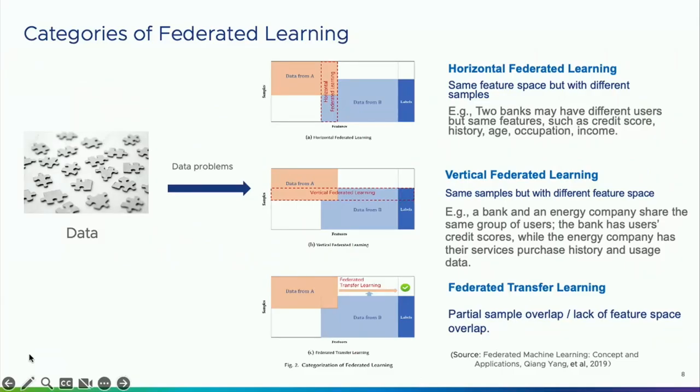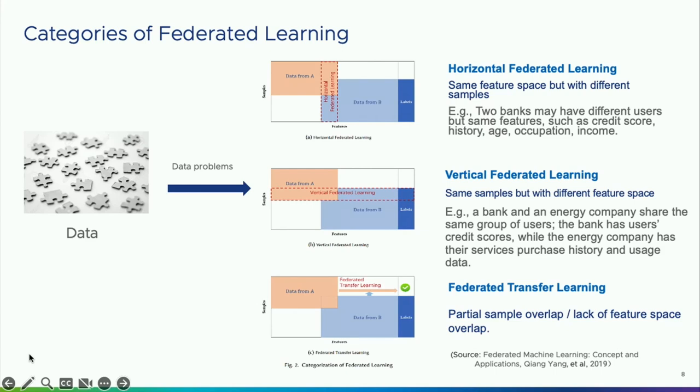There are generally three categories of federated learning right now. The first one is called horizontal federated learning, which means the data coming from different parties shares the same feature space but with different samples. For example, two banks may have different users but the same features. Features mean the dimensions of the user data, such as credit score, history, age, occupation, income, and so on. From a traditional relational database point of view, this data can be thought of as aggregated on a row by row basis. That is horizontal federated learning.